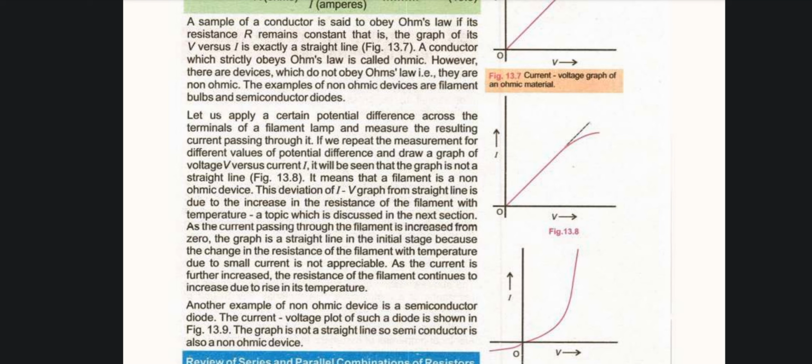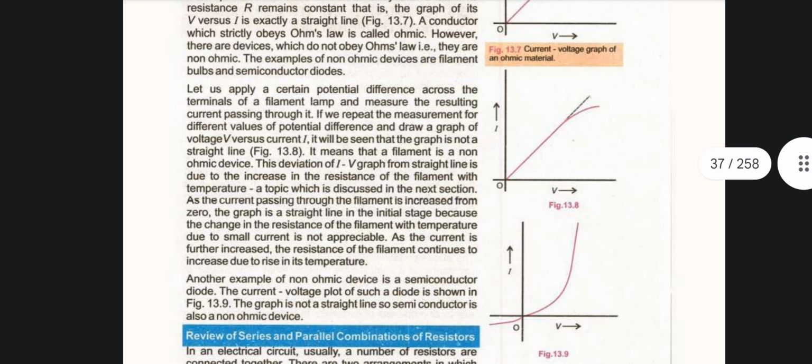Let us apply a potential difference across the terminals of a filament lamp and measure the resulting current passing through it. If we repeat the measurement for different values of potential difference and draw a graph of voltage versus current, it will be seen that the graph is not a straight line. It means that a filament is a non-ohmic device. The deviation of the IV graph from a straight line is due to the increase in the resistance of the filament with temperature, a topic which is discussed in the next section.